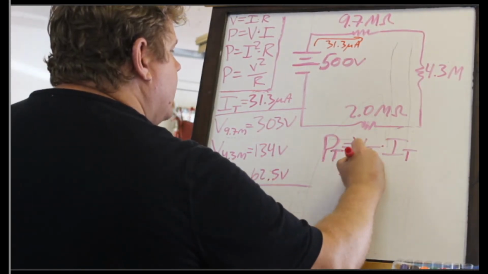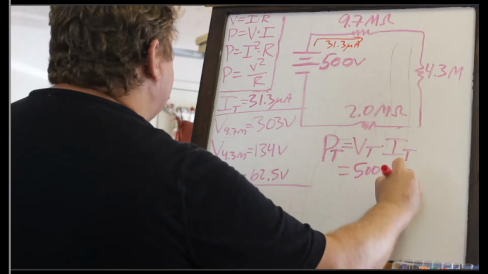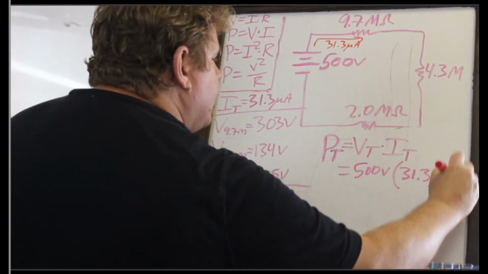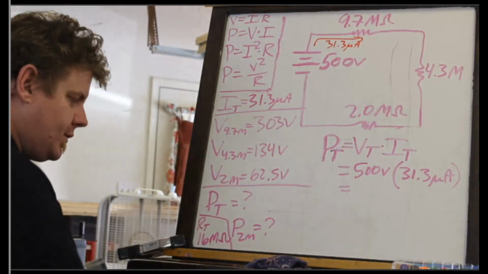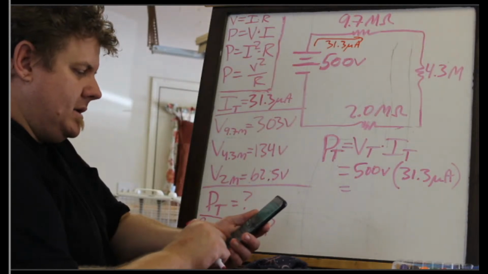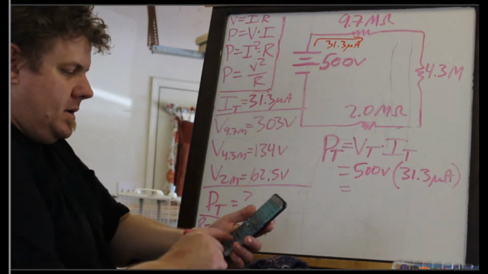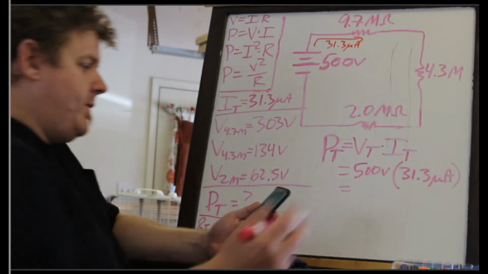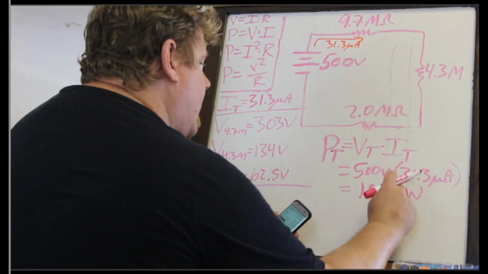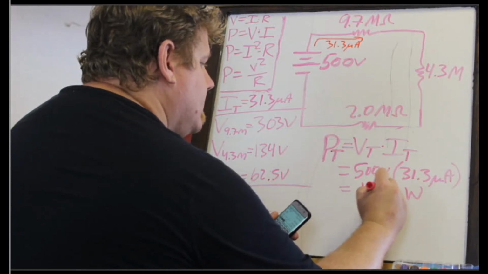And so we have 500 volts times 31.3 microamps. So even though we have a 500 volt source, it still only dissipates 15.7 milliwatts.